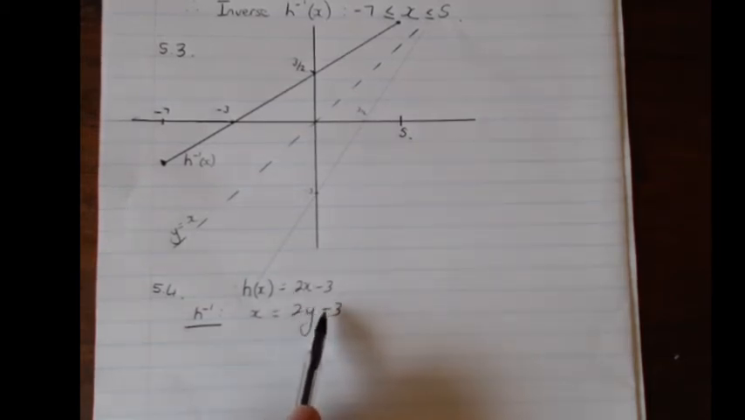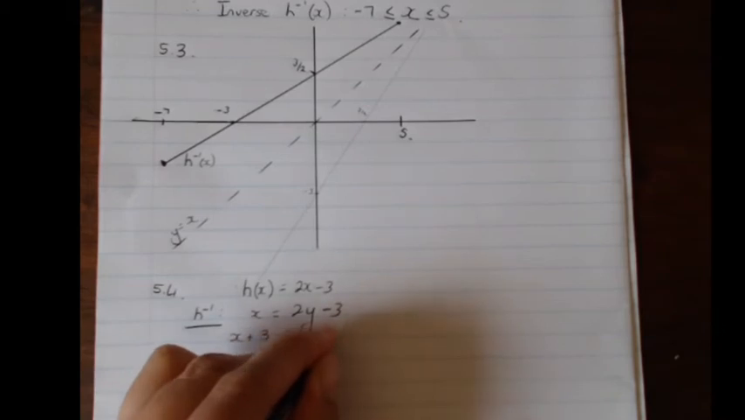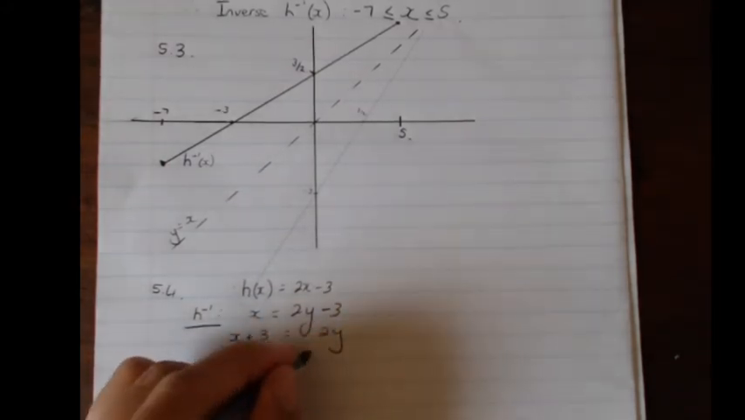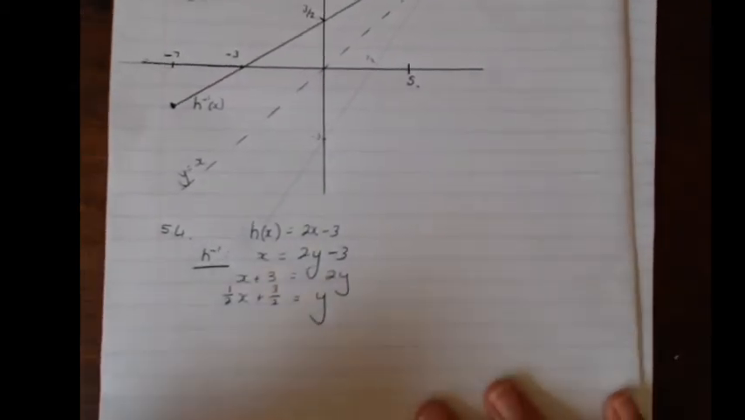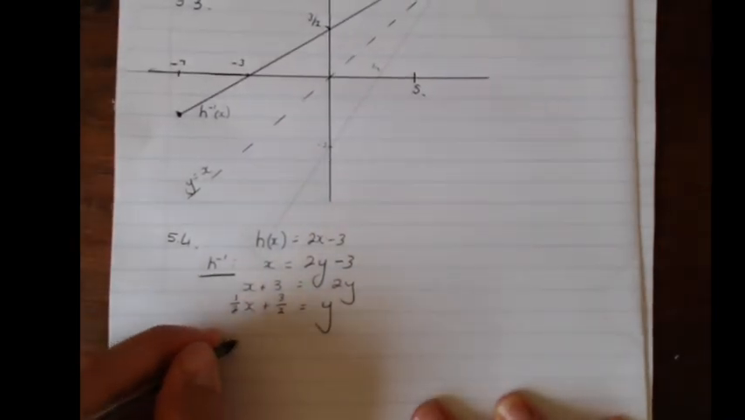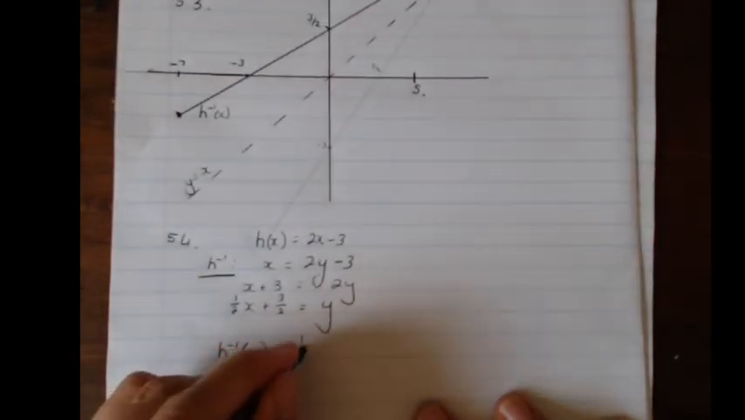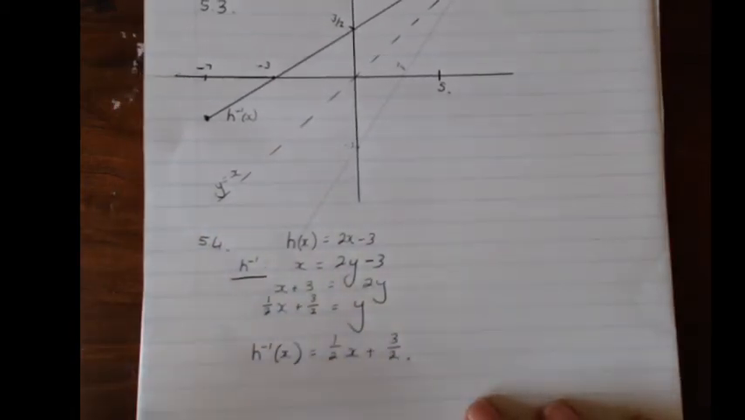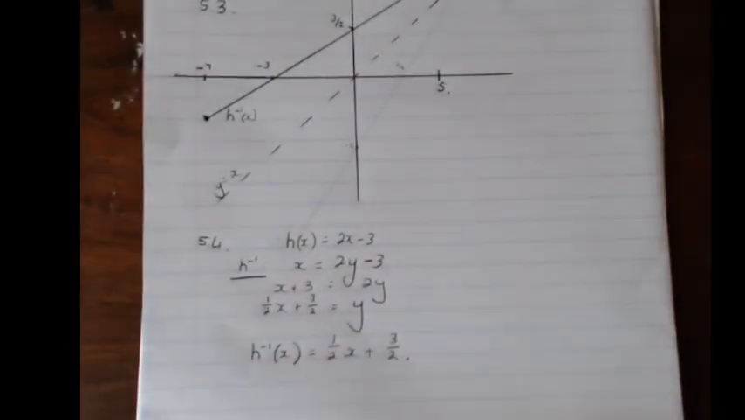So to do that, I'm going to take the 3 over to that side so that I have x plus 3 is 2y, and then divide by 2 throughout, making this half x plus 3/2 equals 1y. So now I have y alone. I just actually want to write it as h⁻¹(x) is half x plus 3/2. Right, so to get the inverse function, it's really straightforward, really simple. You swap the x and the y, and you make y the subject of the equation again.